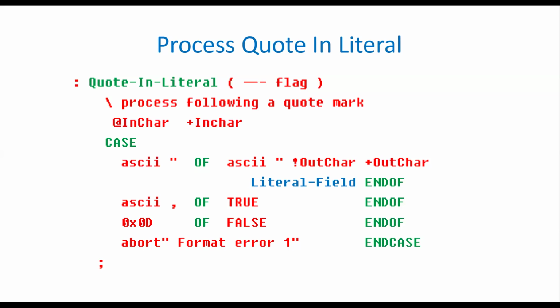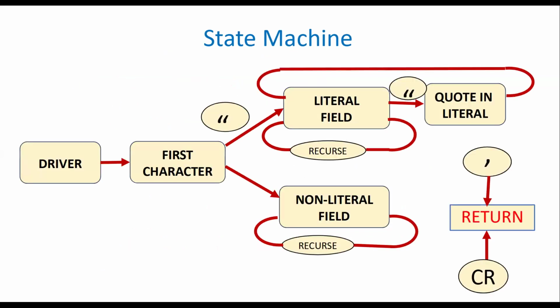Otherwise, if we encounter an ASCII comma, execute true, return execute false, again taking us back to that outer control structure. If none of this happens, we've had a format error, unexpected character, and so we get an abort with a format error of 1.